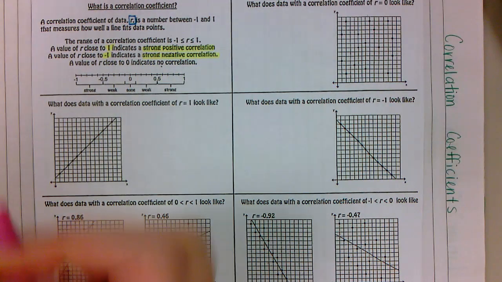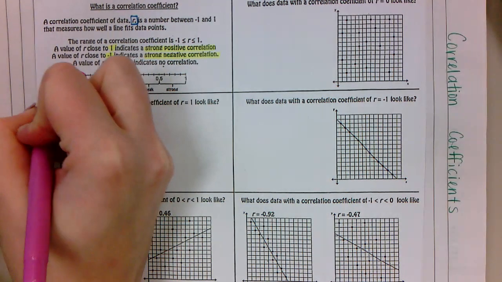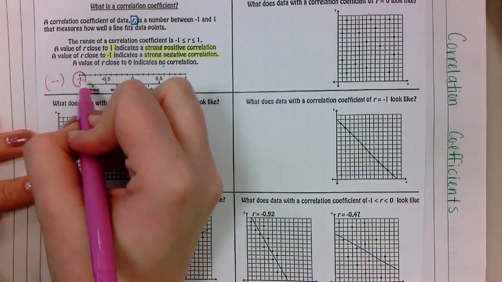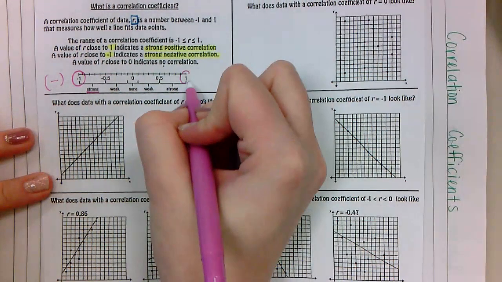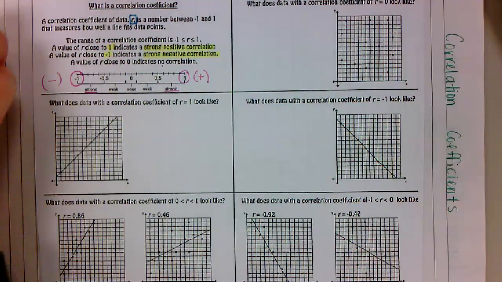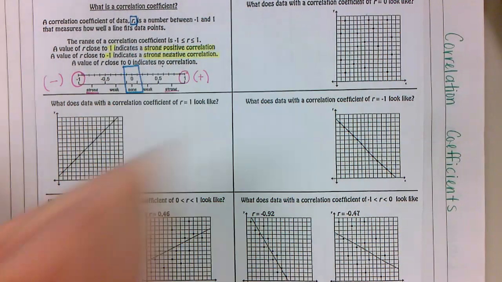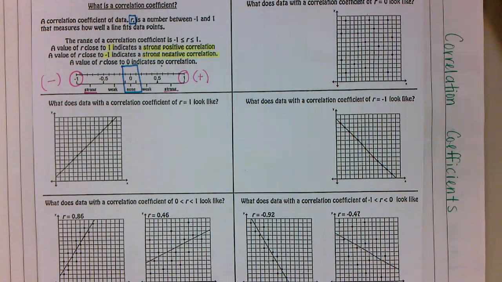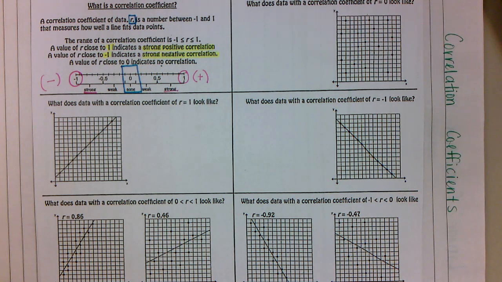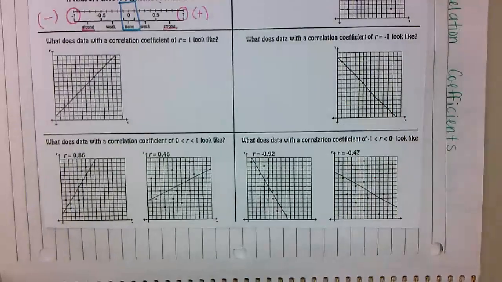So -1, that's a strong negative correlation if it gets closer to -1. +1 is a strong positive correlation. And then if it's in the middle here at 0, there's no correlation. That means they couldn't find any type of relationship between the two data points. So we're going to look at the next few examples and see what we find.